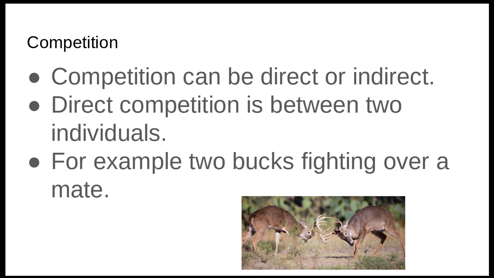2 individuals. So again, in that hierarchy, we're talking about single organisms. So two bucks fighting over a mate, that is direct competition. These are two individuals, two single organisms fighting over one resource, a doe to mate with.